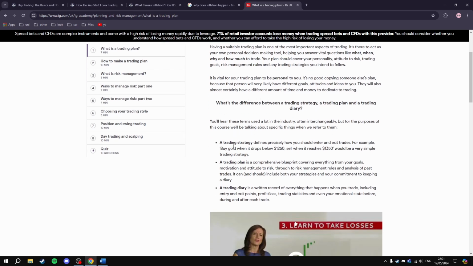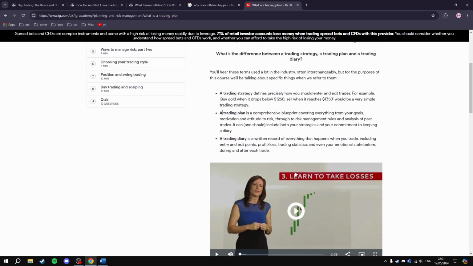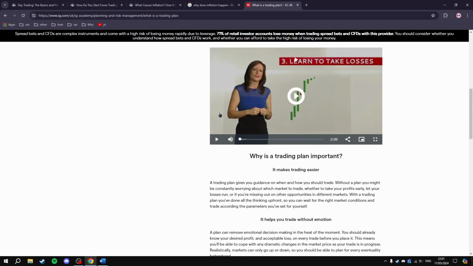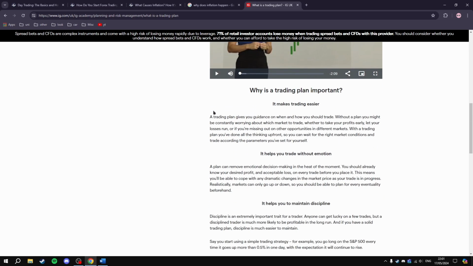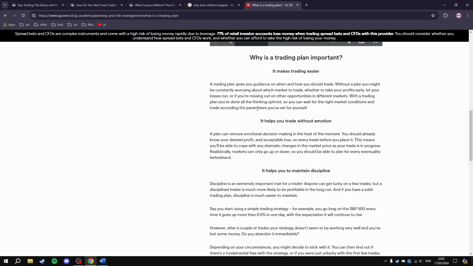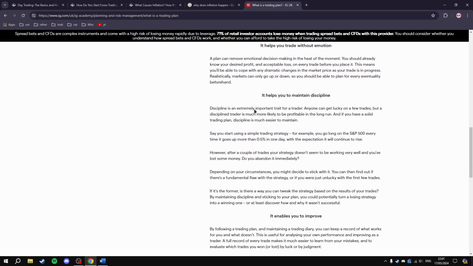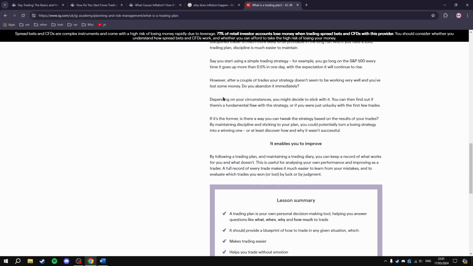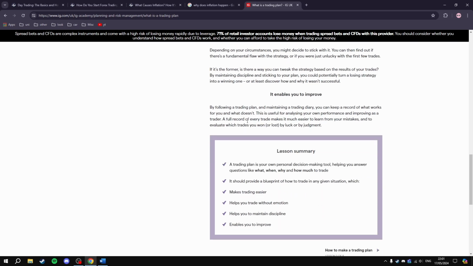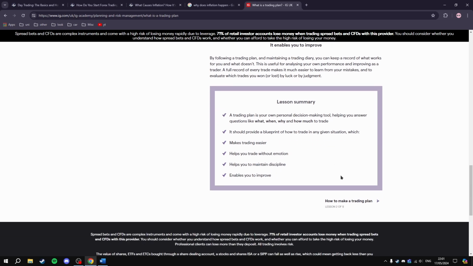And then there have also been three terminologies being thrown around. So trading strategy, trading plan, trading diary. We went through what each of them are. We learned about why a trading plan is important, so it makes trading easier, helps you trade without emotion, and helps you maintain discipline. And it also enables you to improve by seeing your past trades, so you can reflect upon them. And then we went through the lesson summary.